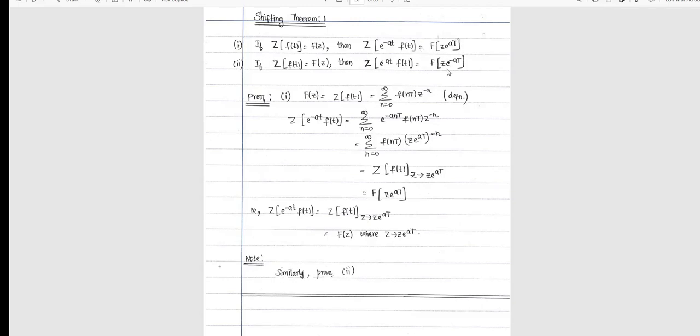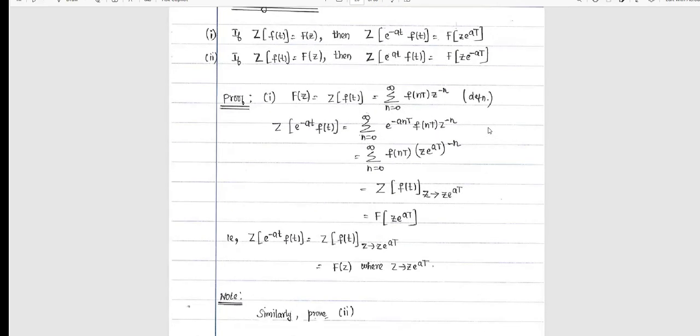Ma'am, can we do this theorem on the whiteboard? See, if I just tell you what it is here, then you will not understand. Then I'll explain it to you on the whiteboard, because this is so simple. You will see. Okay, ma'am.